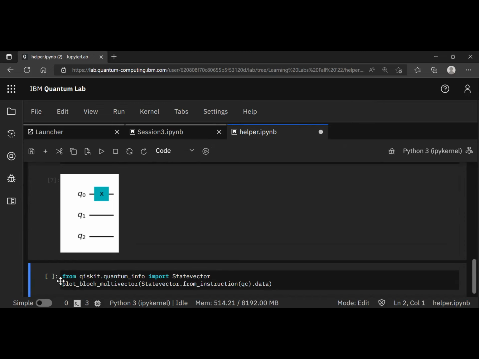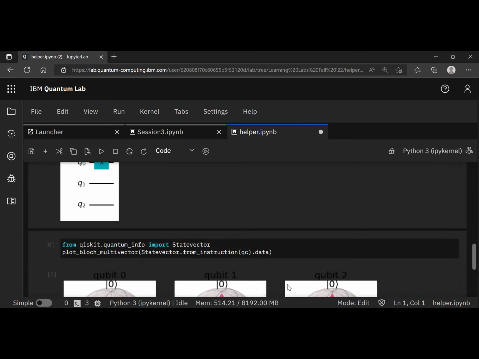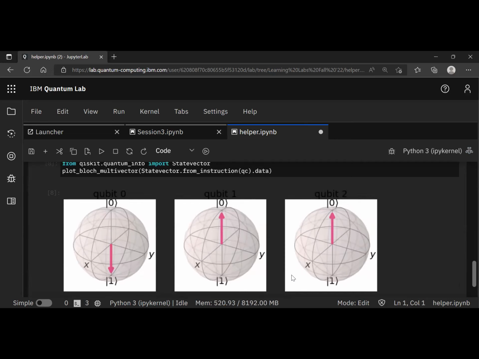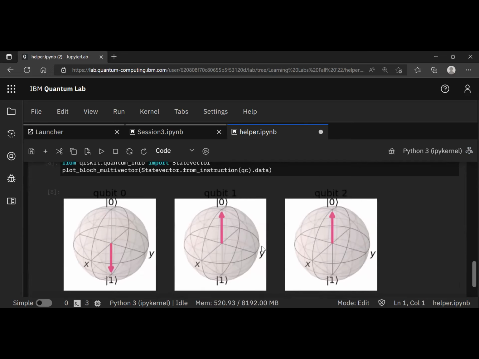Okay. And then we execute this function called plot_bloch_multivector. We say Statevector.from_instruction(qc.data). This is long, and I understand that you will probably want to paste this as useful instructions and comment it so that you can keep it somewhere useful. And as you can see, it gives us a visual representation of what our state looks like.